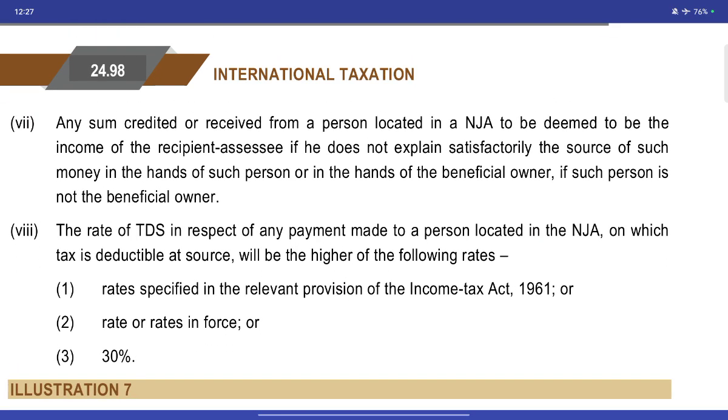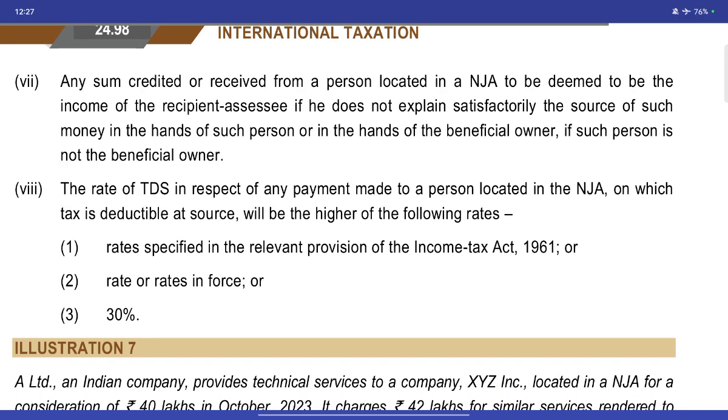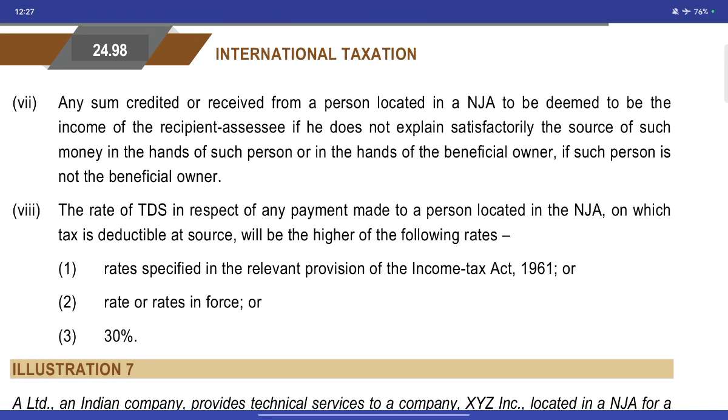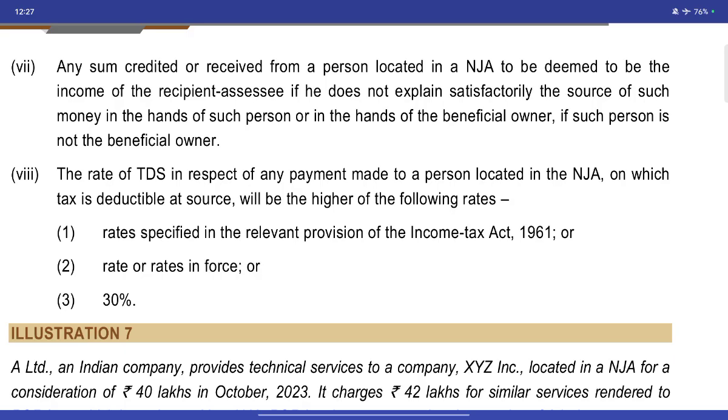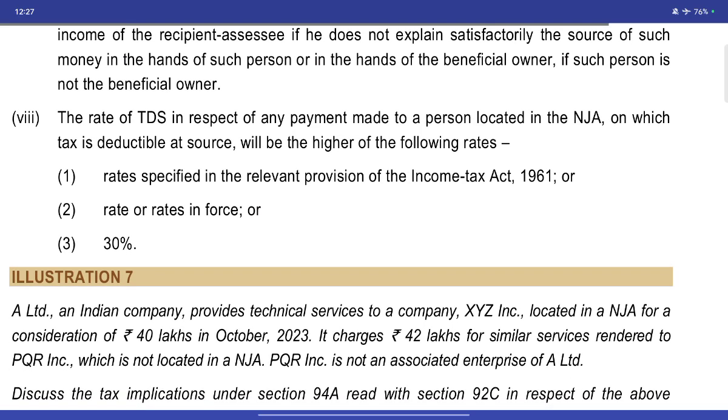Any sum credited or received from a person located in an NJA is deemed to be the income of the recipient, unless the recipient explains the source of such income in the hands of such person or the beneficial owner. The rate of TDS in respect of payments made to a person located in an NJA, on which tax is deducted at source, will be the higher of the rate specified in the relevant provision of the Income Tax Act, or the rates in force, or 30%.